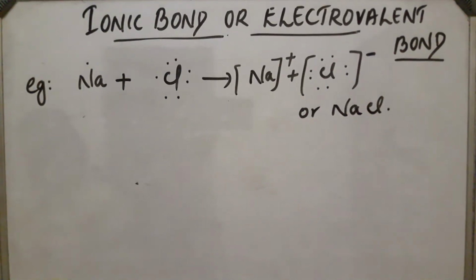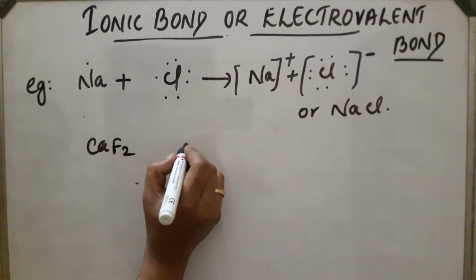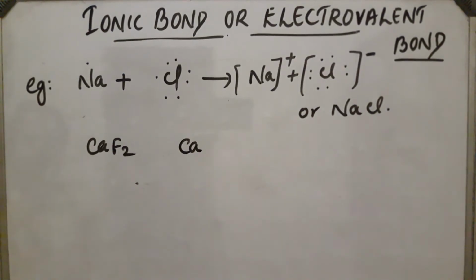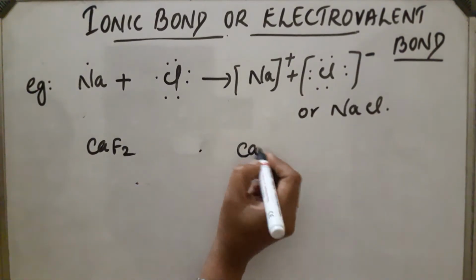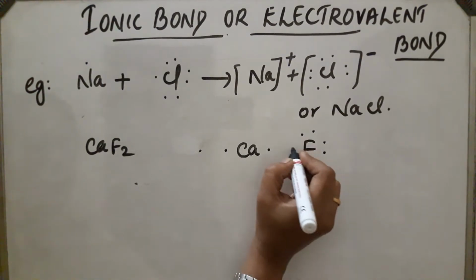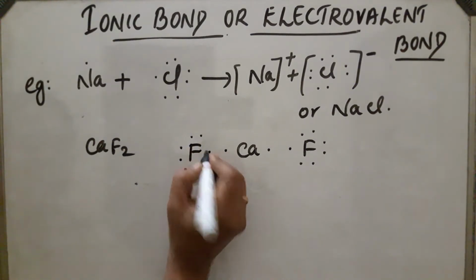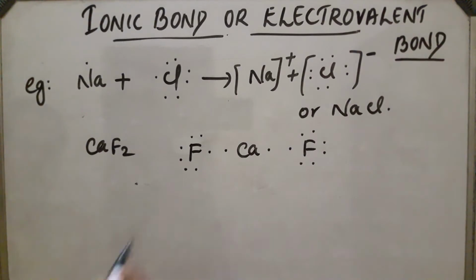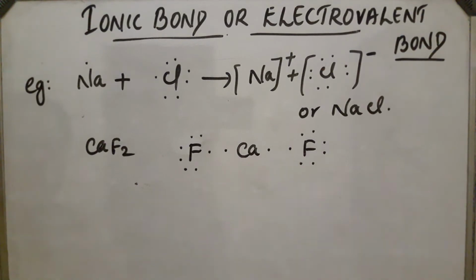Okay, next another example, CaF2. Here calcium contains 2 electrons in its outermost shell. Then fluorine has 7 electrons in its outermost shell, so it needs one more electron. So it gains one electron here from calcium and this one also gains one electron. So calcium gets a 2 plus charge because it loses 2 electrons.